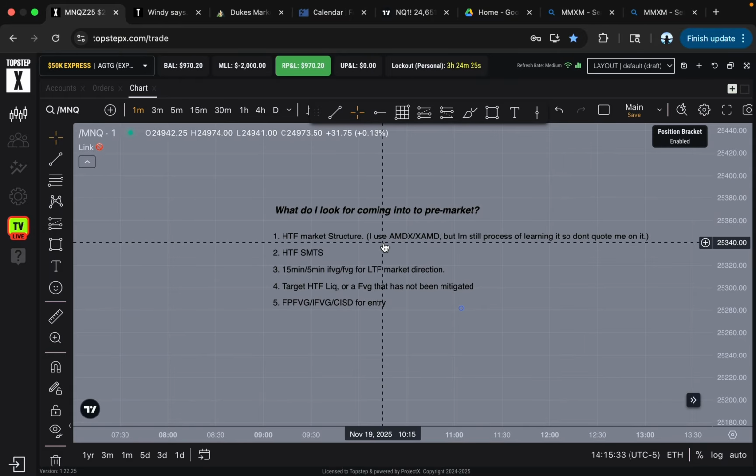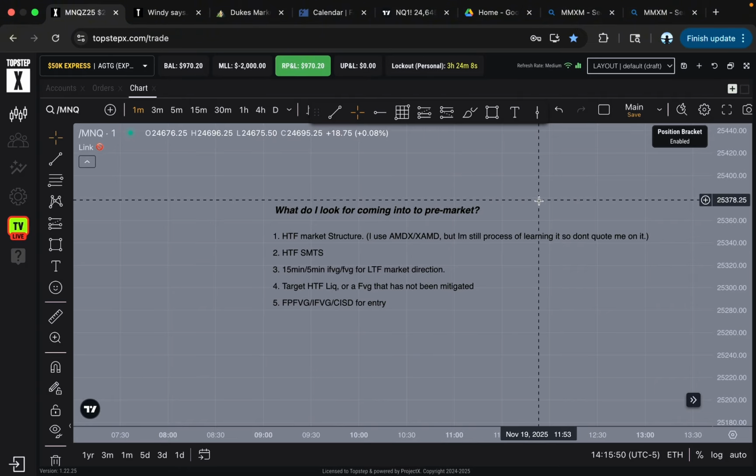I do want to say I do use AMDX XAMD, taught by NQ Snowski, but I'm still in the process of learning it. So I might be doing it wrong. Don't quote me on it. You know what I mean? I'm using it and practicing it. I kind of use it here and there. But anyways, so higher time frame market structure.